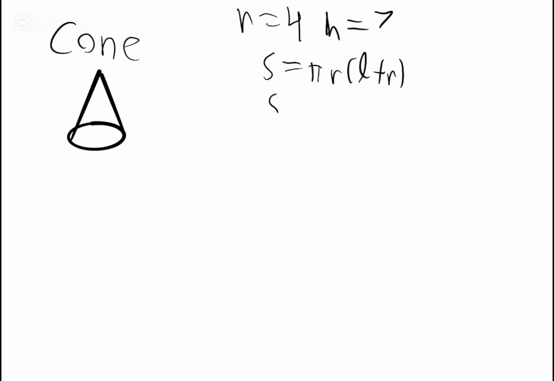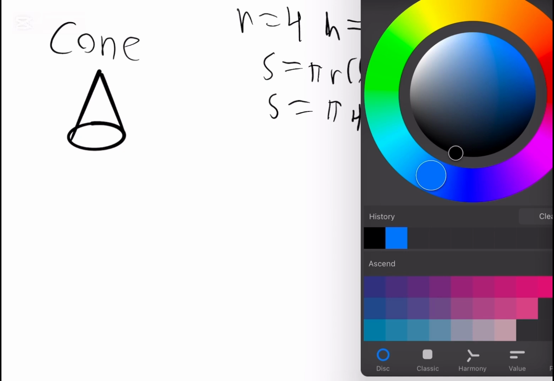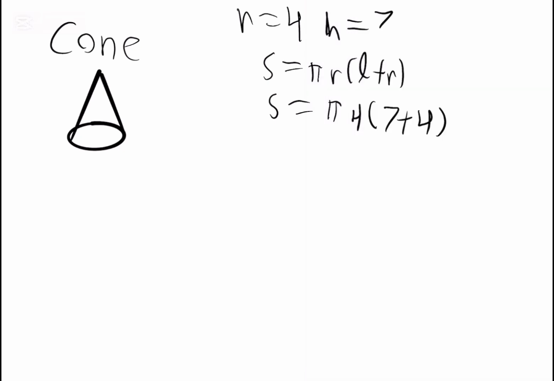So, S equals pi 4, parentheses 7 plus 4. So since our radius is 4, that would be 4 pi, and then our slant height plus our radius. So we do 7 plus 4, as the height would be the same as the slant height in this case. So the surface area would be 44 pi. That's how you find surface area of a cone.